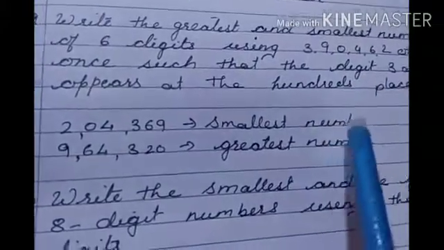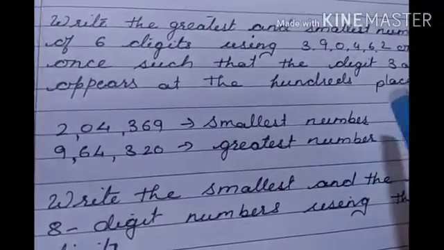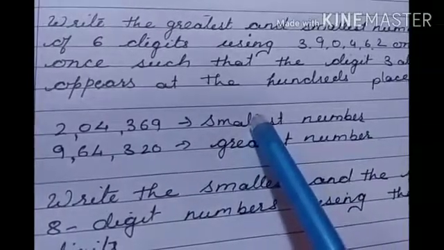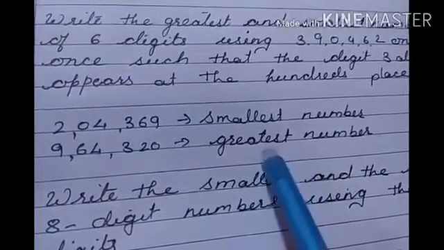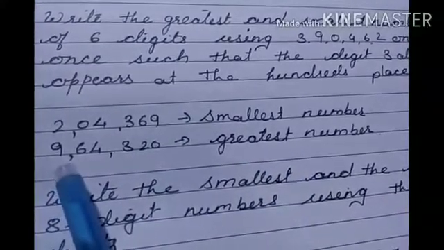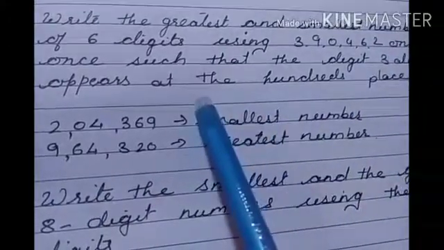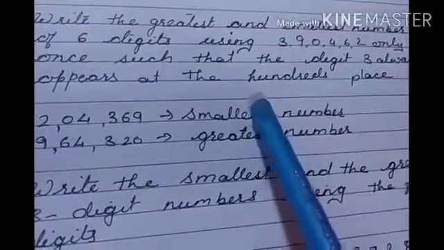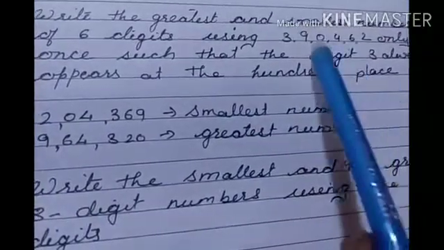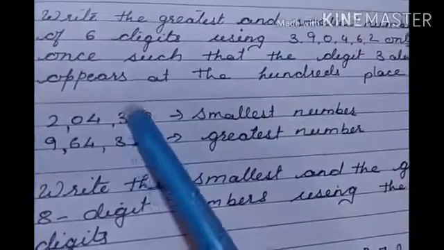So here, you know how to form the smallest and greatest. You know how to arrange. In the smallest we have to arrange smaller to bigger, and to form the greatest number you have to use greatest to smallest. But there is a condition. What is the condition? 3 always appears at the hundreds place. So remove this 3, because 3 you have to put in hundreds place.